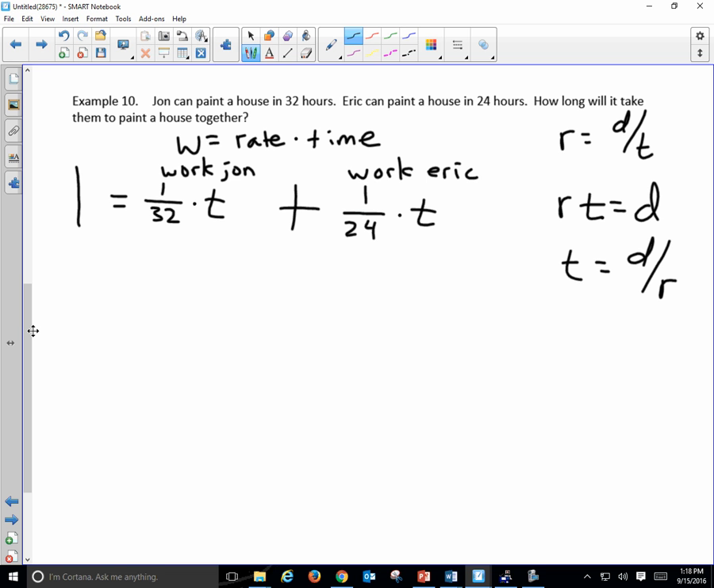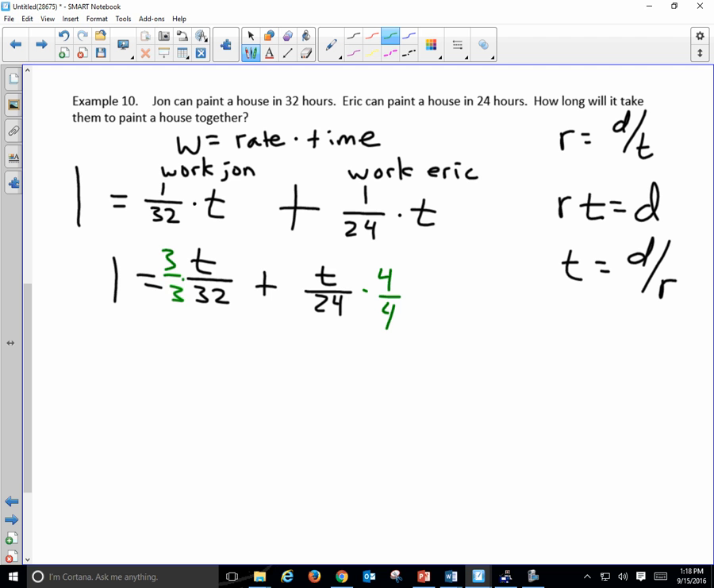And all of a sudden now I got a nice equation. 1 is equal to, this is t over 1. So when I multiply those, I get t over 32. T over 1 times 1 over 24 is t over 24. Got it. I got to solve that. Because you're excellent at solving equations, this will not be a problem at all. What is the least common multiple of 32 and 24? 96, very good. So we'll multiply top and bottom by 4, top and bottom by 3.